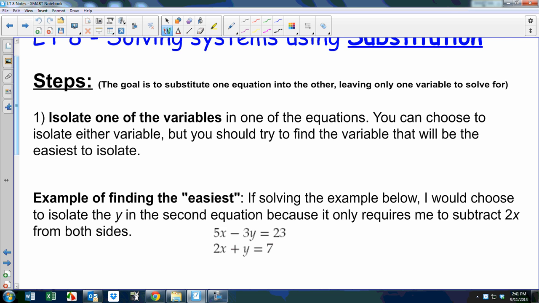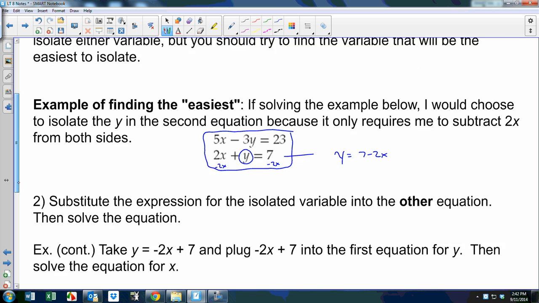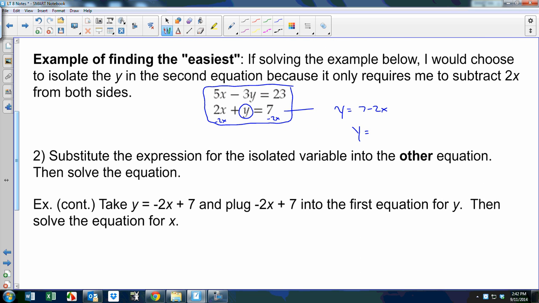So, for example, when you're solving a system like the one here, you're looking at the 5x, the negative 3y, the 2x, and the y. And between all of those, the y in the second equation would be the easiest to isolate, to get by itself. So I would take that second equation and rewrite it by subtracting 2x to both sides. So y equals 7 minus 2x, or negative 2x plus 7, whatever you're more comfortable with. So since we've been graphing lately, we probably are a little more comfortable with that version.